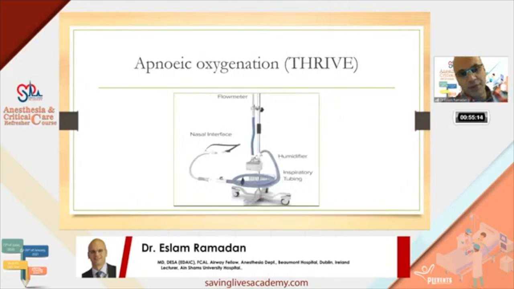Apneic oxygenation by THRIVE, transnasal humidified rapid-insufflation ventilatory exchange, high flow. This is a picture of it. The components are high flow up to 100 liters, pushing oxygen to a humidifier here, which goes through a nasal cannula to the patient.